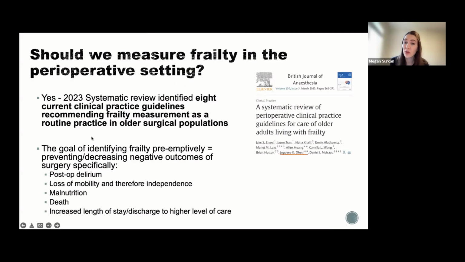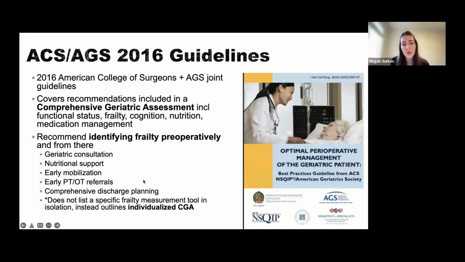This is an overview of what's out there. The British Journal of Anaesthesia published earlier this year a systematic review of perioperative clinical practice guidelines in older people with frailty. So should we measure frailty in the perioperative setting? As per this, yes. They identified 8 current clinical practice guidelines that all recommend measuring frailty as a routine practice in older surgical patients. And the goal of identifying frailty preemptively is preventing or decreasing the effect of negative outcomes of surgery, things like post-op delirium, loss of mobility and independence, malnutrition, death, length of stay, and discharge to a higher level of care, which would be the top 5 there.